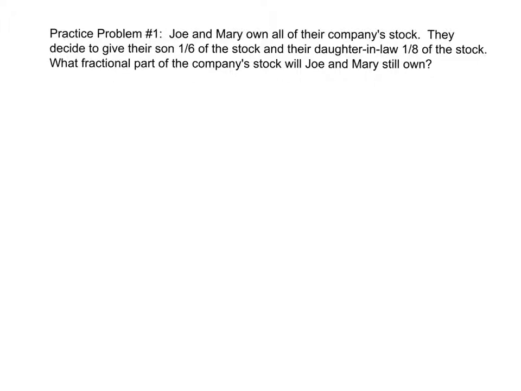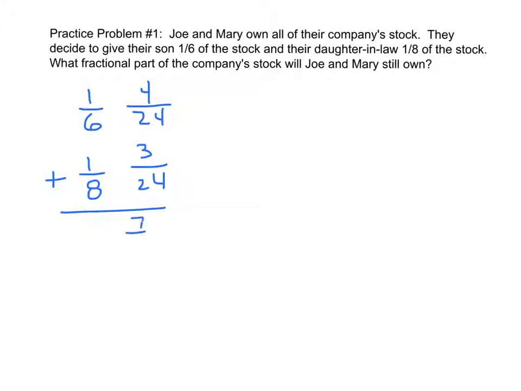In order to do this problem, the first thing I would probably do is to figure out what fractional part of the stock they are going to be giving away in all. So, according to this, they are going to be giving away 1/6 of it to their son and 1/8 of it to their daughter-in-law. If I go through and find out the total amount by adding these together, 1/6 is the same as 4/24, 1/8 is the same as 3/24, so altogether they are giving away 7/24 of the stock.